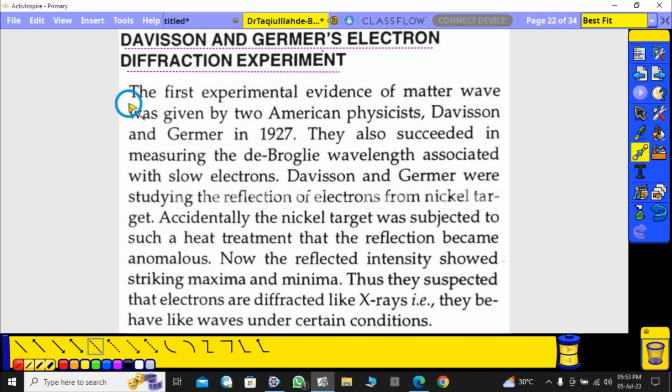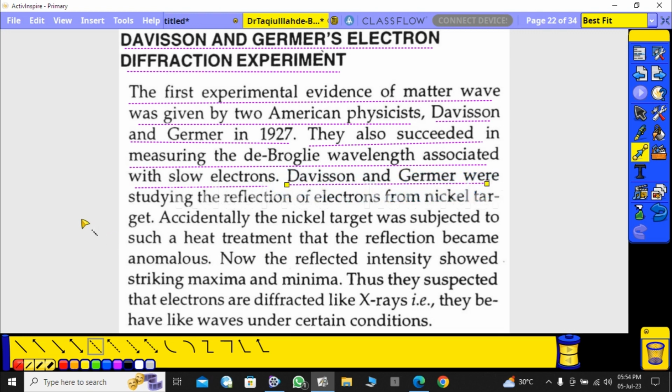The first experimental evidence of matter wave was given by two American physicists, Davisson and Germer, in 1927. They also succeeded in measuring the de Broglie wavelength associated with slow electrons. So actually they conducted the experiment, these two scientists named Davisson and Germer. They studied it with the help of reflecting electrons. We'll see the actual experimental setup. They concluded, or they proved, the wave nature of electron.